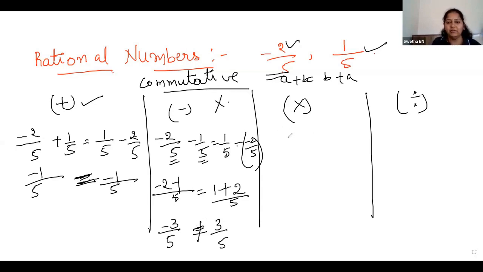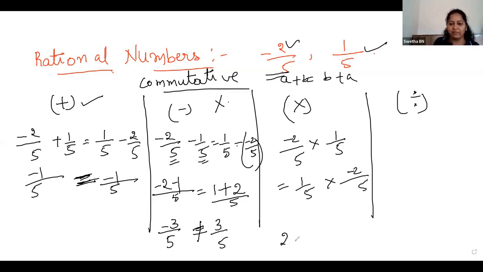Come to multiplication. -2 by 5 into 1 by 5 is equal to 1 by 5 into -2 by 5. We are just interchanging. What is the first answer? 5 5s are 25. Numerator is -2. 1 into -2 is -2. 5 5s are 25. Yes, both are same.